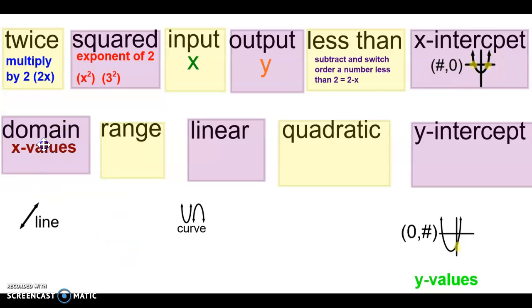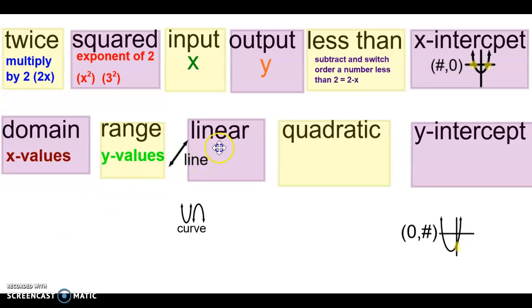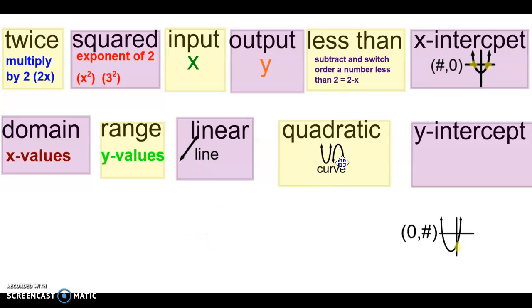Domain is when I'm talking about my x values. Range is my y values. Linear is a line, and it even has the word line in it. Quadratic is when we're talking about our curves. And a y-intercept is where it intercepts the y-axis. So the 0 is in the x spot, and the number is in the y spot. So this could be 0, -3.